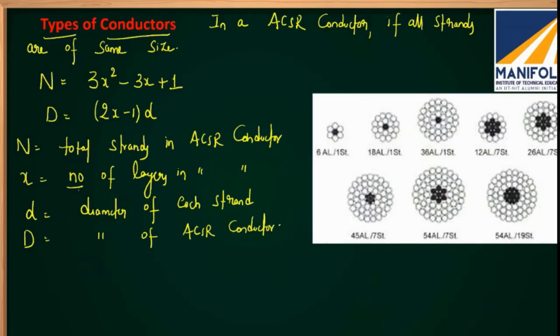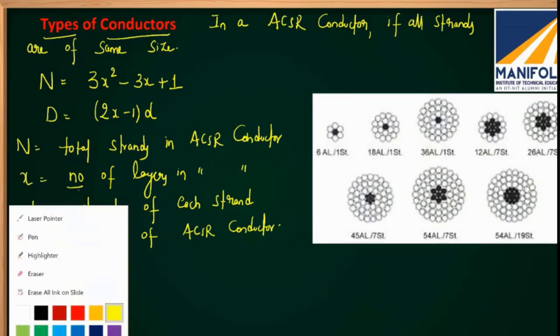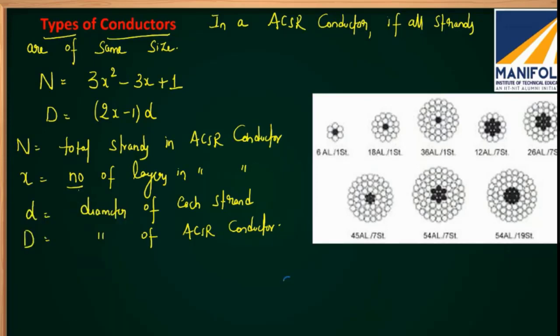So that means, suppose I take only one steel conductor, and I surround it with identical size aluminum conductors, I can surround with 6. How many layers are there? First layer contains one steel strand.